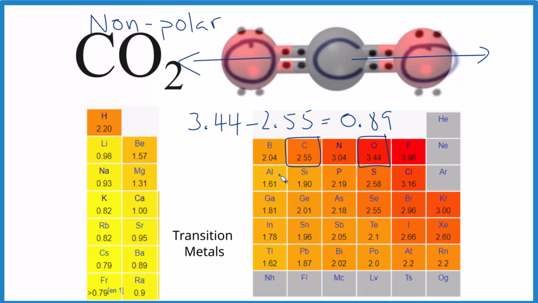So when we look at polarity, we can look at the electronegativity difference between atoms here, but we also have to look and see whether the molecular geometry is symmetrical or asymmetrical. And here it's symmetrical, so CO2 is nonpolar.